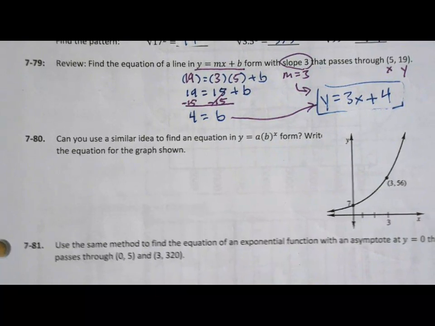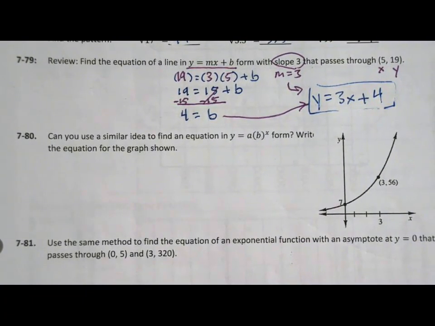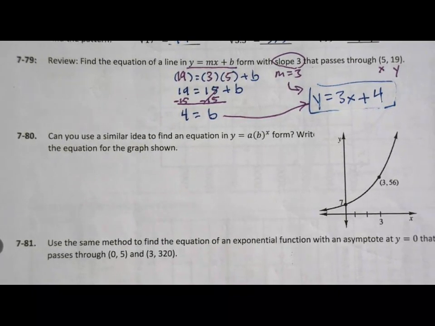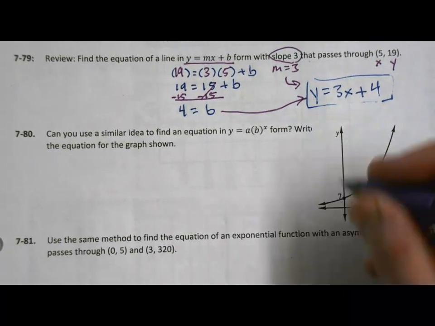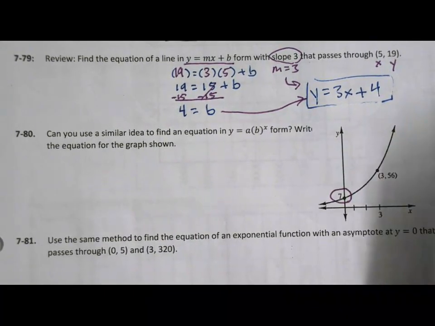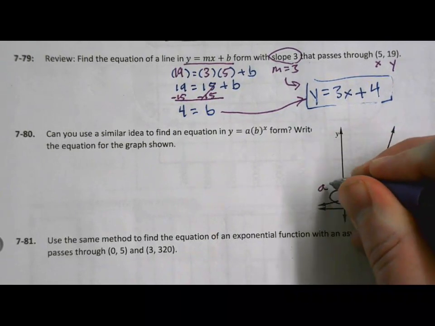And they gave us this nice graph here. And they gave us some numbers on the graph. Can we get a or b from some of those numbers on the graph? Which one can we see on the graph nice and easily? The 7, is that a or is that b? That's a. So we know that a is 7.